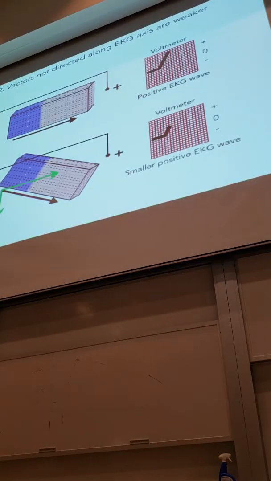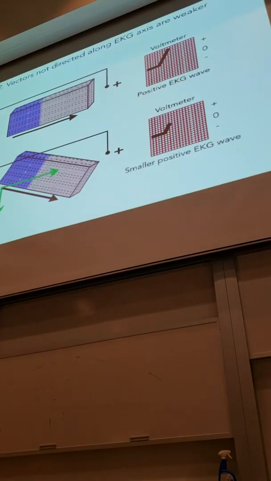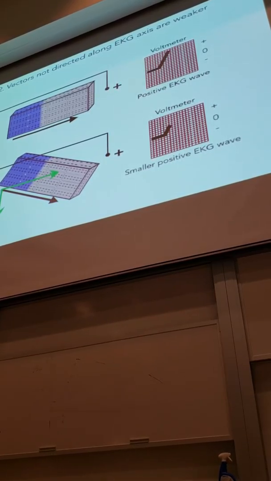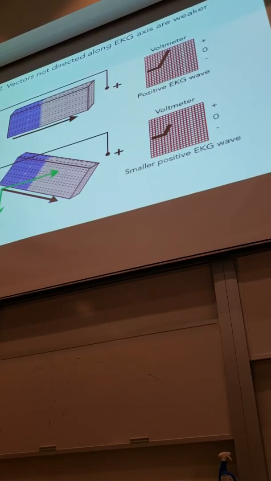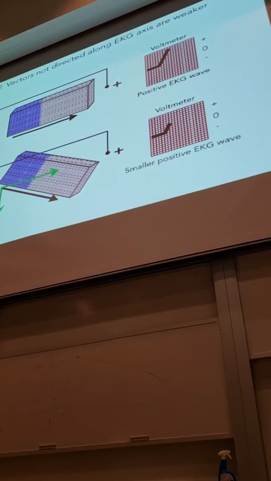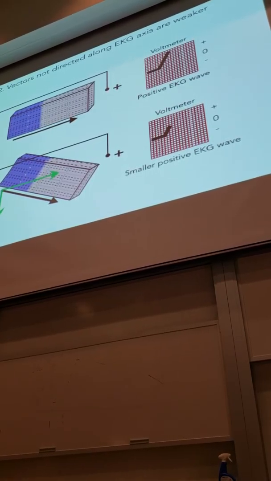Okay, so a couple other principles here. At the top here, we're looking at a depolarization wave headed towards our positive electrode. So as expected, we have a positive EKG on the right. But what if it's not headed directly at it? What if it's headed at an angle to that positive electrode? What do you see? What's going to happen? We're going to get a smaller wave than if it was directly headed towards it.